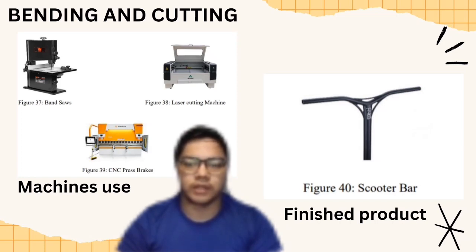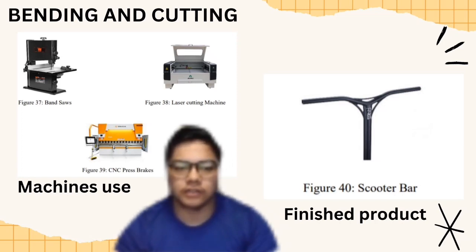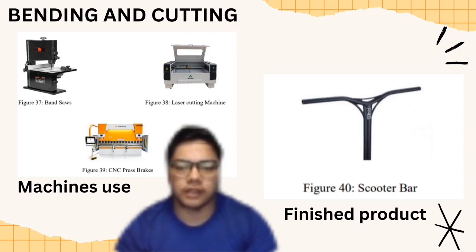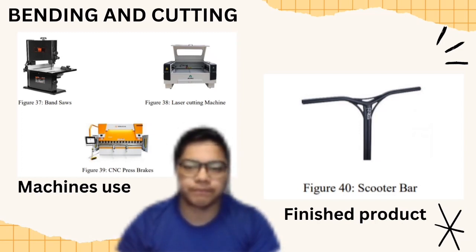So we're going to be looking at the first one. This one is bending and cutting. As you can see, the machines used are the band saws, laser cutting machine, and CNC press brake, and this is the finished product, which is the scooter bar.